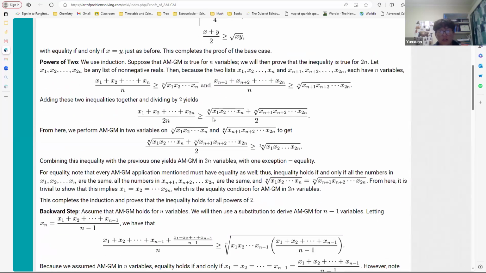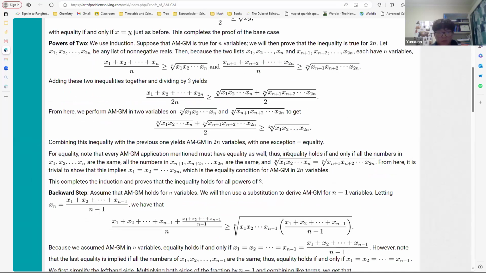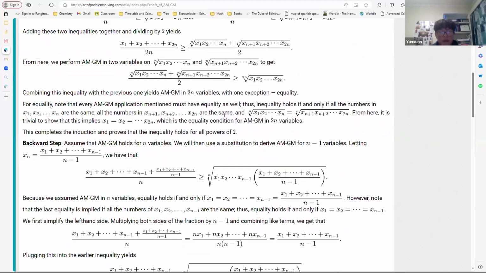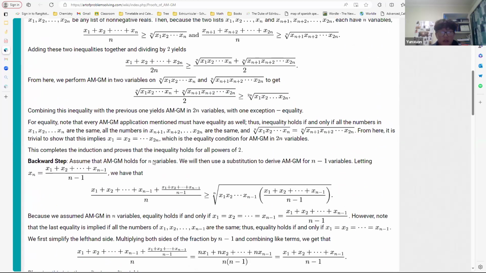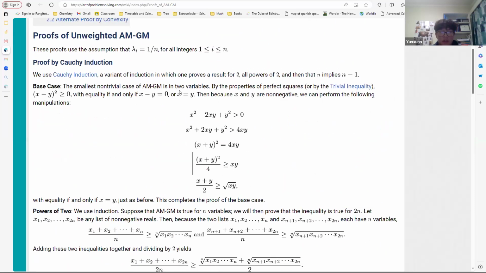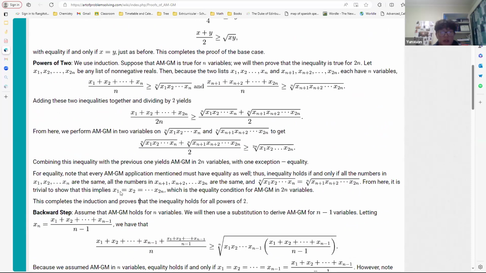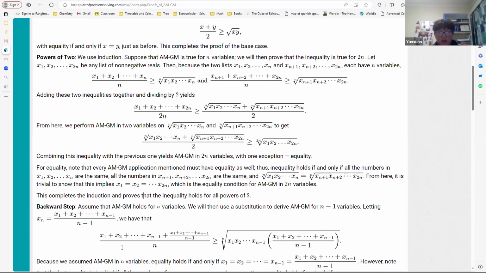for the nth root of x1 times all the way to xn plus the nth root of x(n+1) times all the way to x(2n), divided by 2, to get the 2n-th root of x1 times all the way to x(2n). So it's basically just combining inequalities. And because we basically set the original one to be x - y equals 0 for equality, this one must have x1 equals ... equals x(2n) for equality as well.